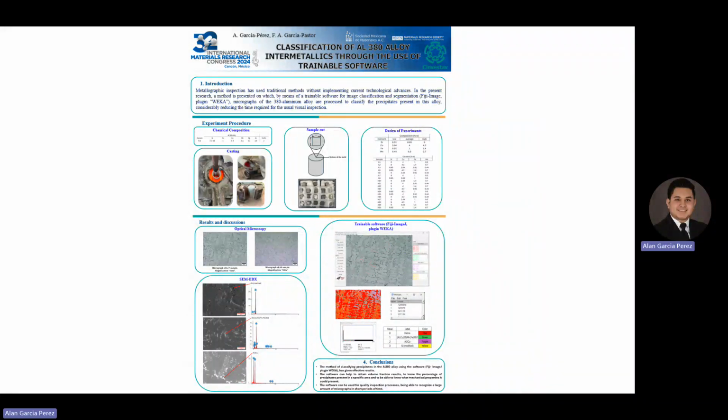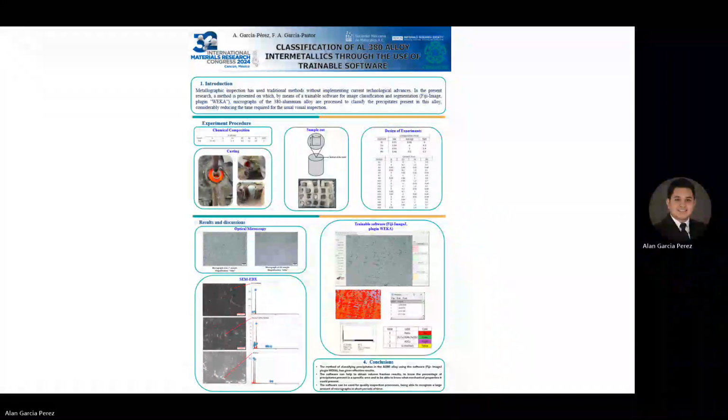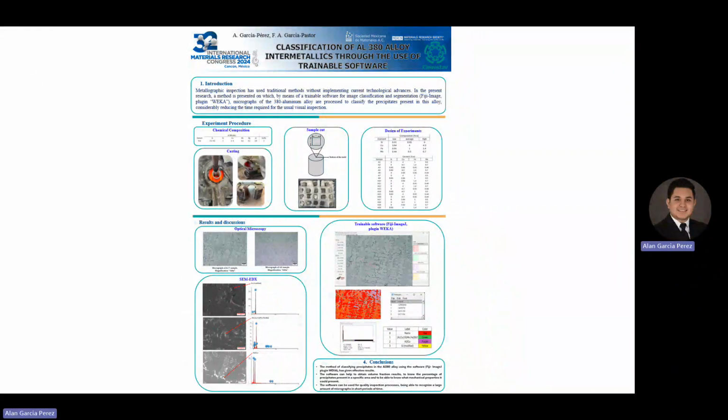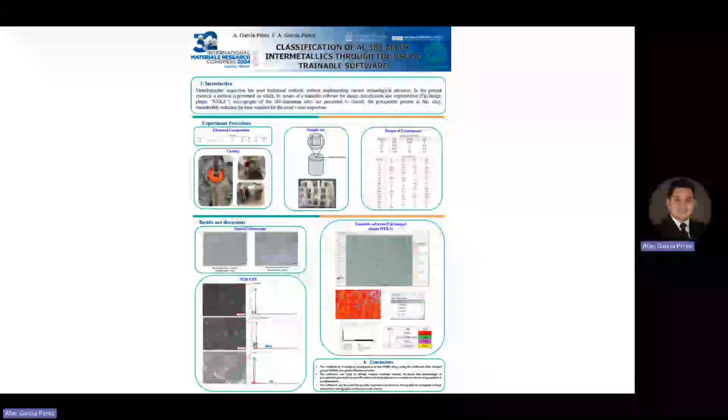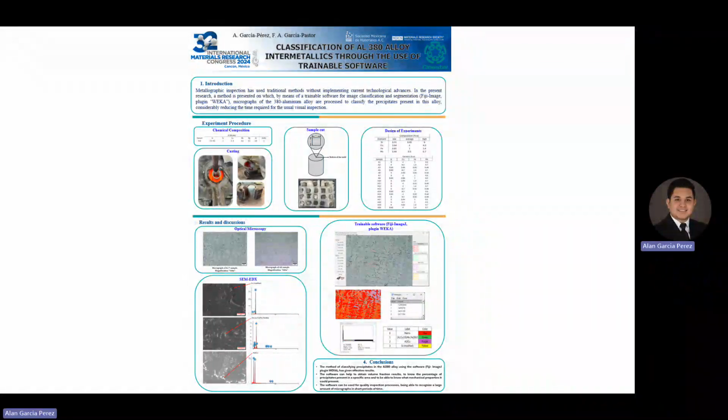In the results and discussion, the results obtained from optical microscopy, SEM, EDX, and the tunable segmentation can be observed. In the optical microscopy, it can be observed how the precipitates can be distinguished by their coloration and morphology. These were studied by the SEM, EDX, with which results were obtained of the atomic percentage of each element analyzed punctually.